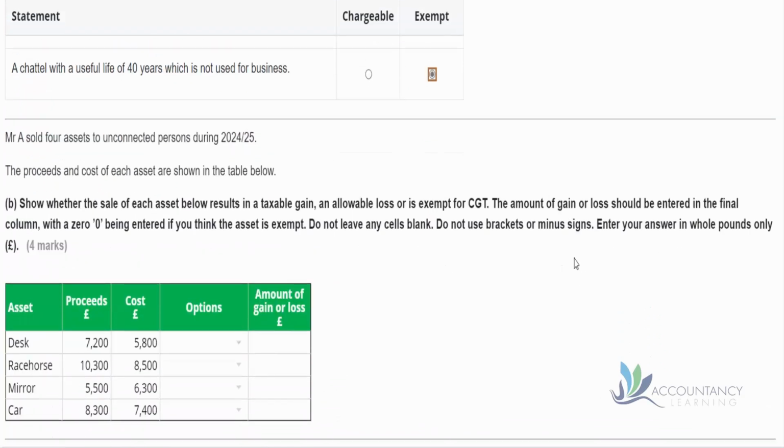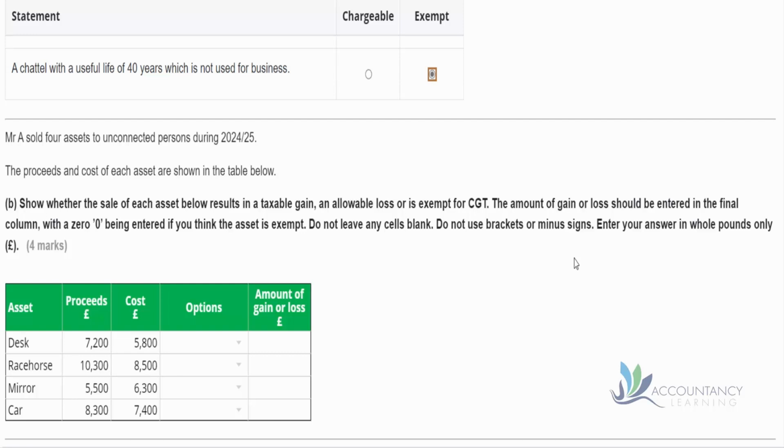So Mr. A sold 4 assets to unconnected persons during the 24-25 tax year. The proceeds and cost of each asset are shown in the table below. So we need to show whether the sale of each asset would result in a taxable gain or an allowable loss, or is exempt from capital gains tax. And the amount of the loss or gain should be entered into the final column.